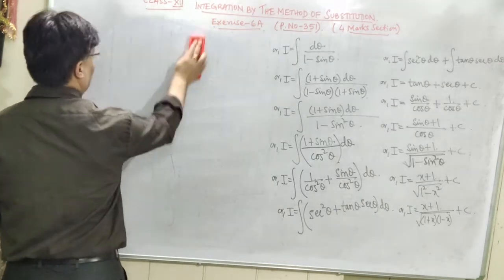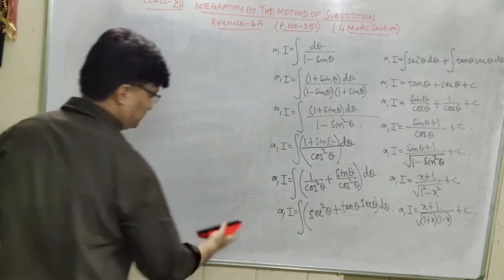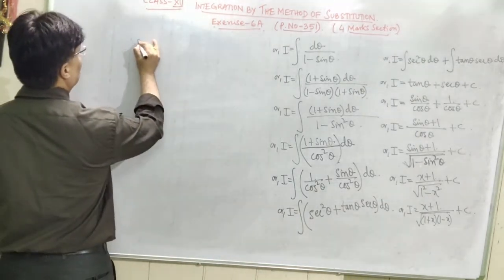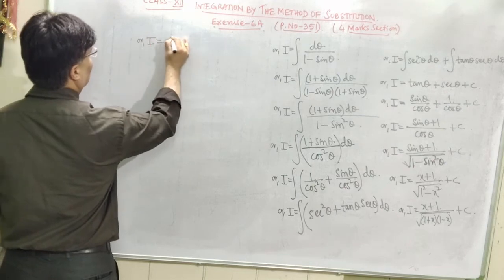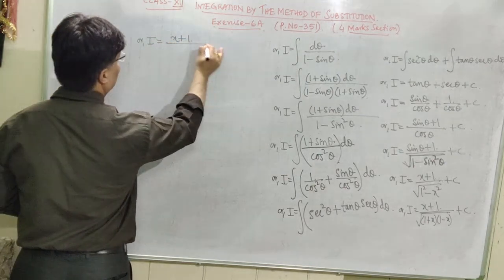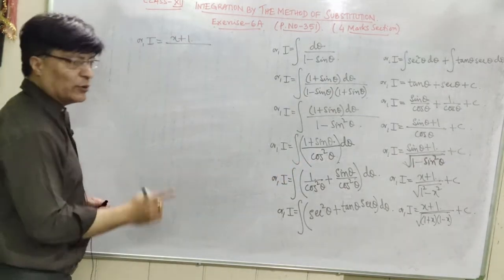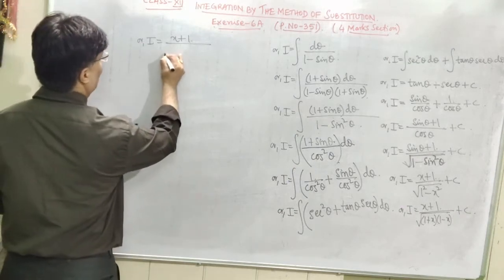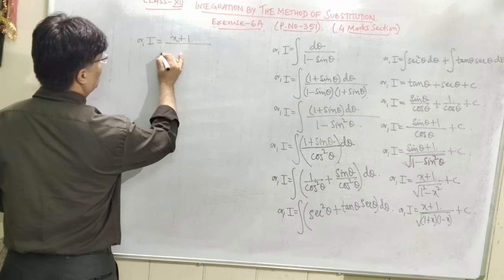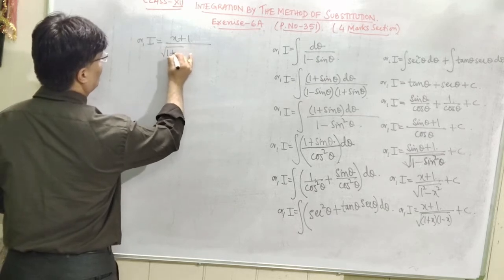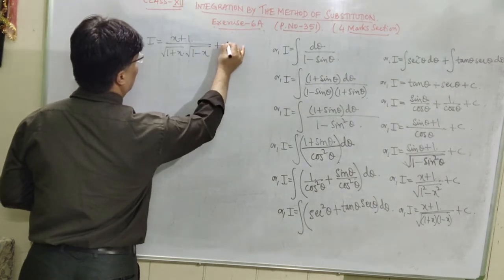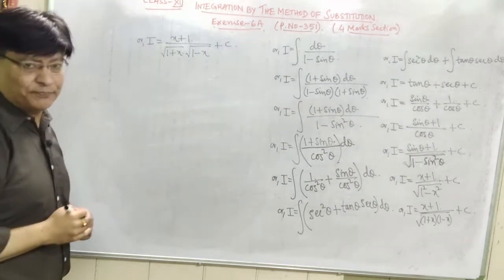So let us simplify it further now. I is equal to, this is x plus 1 divided by, now you can separate the square root. You can separate the factor here, that is root over 1 plus x into root over 1 minus x, and this is plus c.